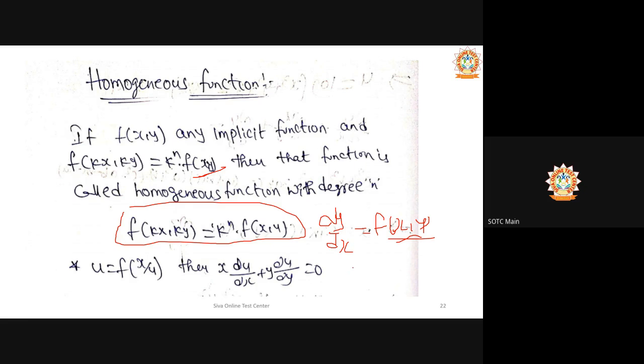Let us suppose an example: x square plus y square divided by x square minus y square. Now tell me, what is the degree of this homogeneous function? 2. Degree of this homogeneous function is 2. 0. 0. Very good. Why? Because from the numerator k square comes common, from the denominator k square comes common, so both get cancelled. The remaining 1 we can write as k power 0.